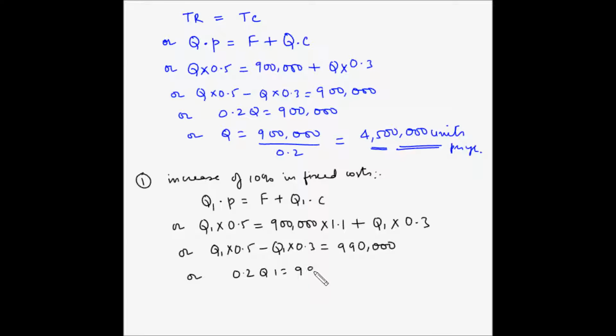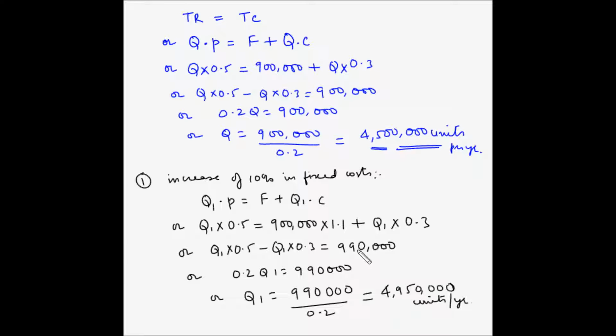Q1 is equal to 990,000, or Q1 is equal to 990,000 divided by 0.2, which is equal to 4.95 million units per year.